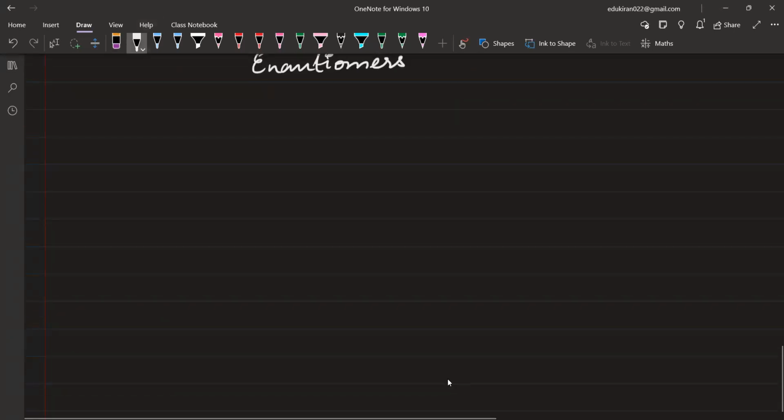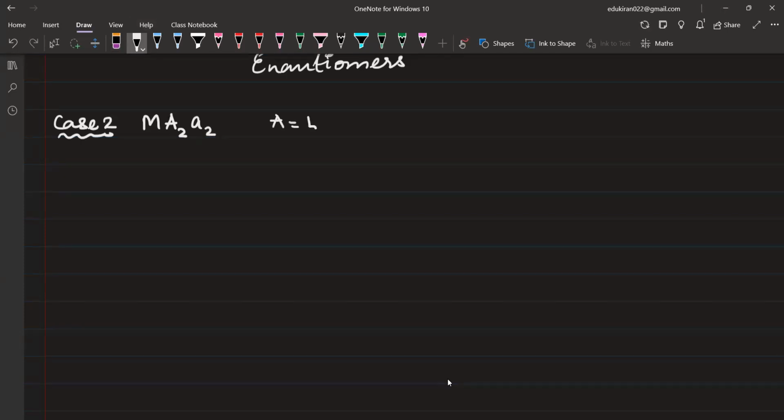Next case, dekhiye. Case 2. Case 2, you have M A2 a2, where A is a bidentate ligand and small a is a monodentate ligand. Theek hai, koi dikkat nahi na? 2 into 2 is 4, plus 2, 6 ho gaya. A is bidentate. Yaad rahega na bhai, M, A2, a2. Itna to kam se kam yaad rehna chahiye, ab dekhiye.